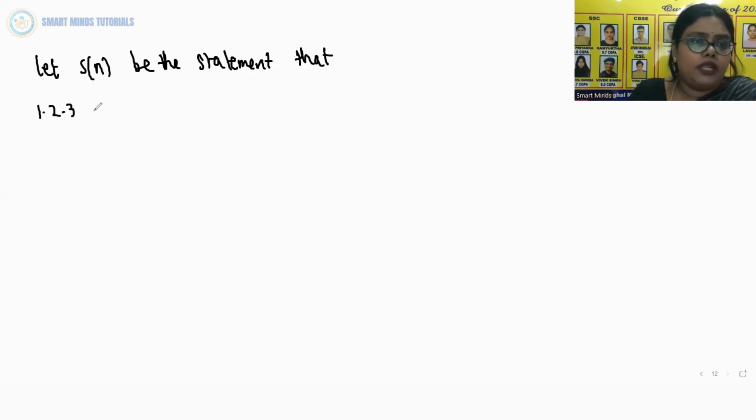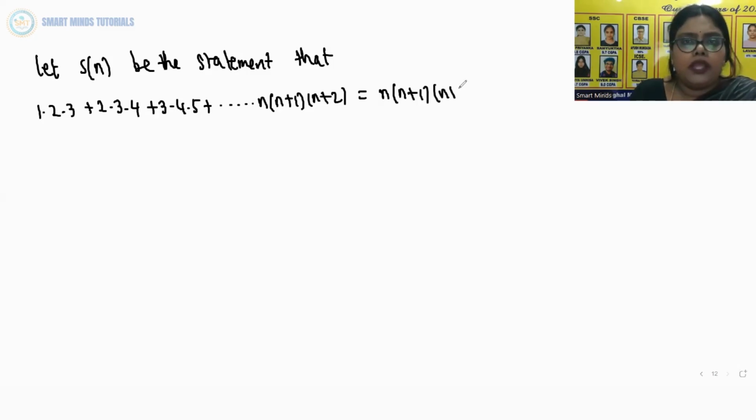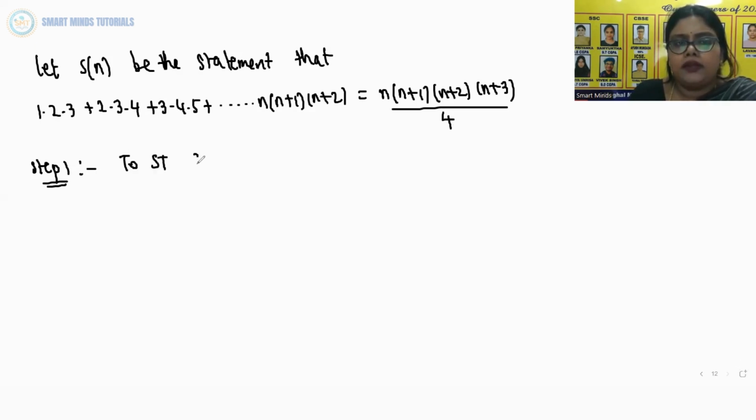1 into 2 into 3 plus 2 into 3 into 4 plus 3 into 4 into 5 plus so on up to, in the place of up to n terms, we will write the nth term, n into n plus 1 into n plus 2, is equal to n into n plus 1 into n plus 2 into n plus 3 by 4. Now after writing the statement, we will start step 1 to show that S of n is true for n is equal to 1.